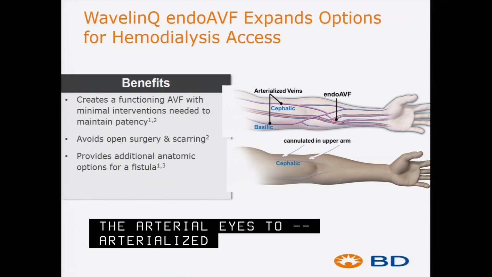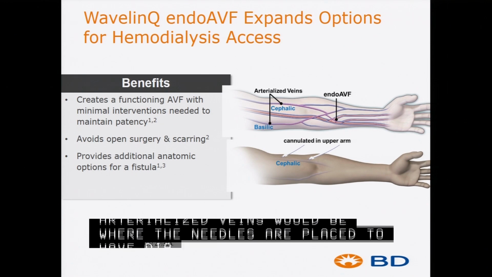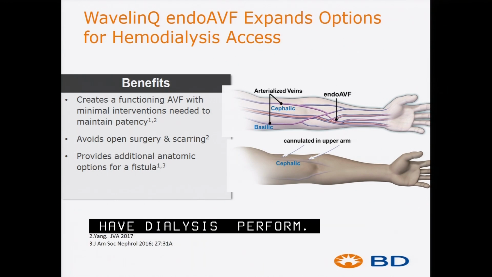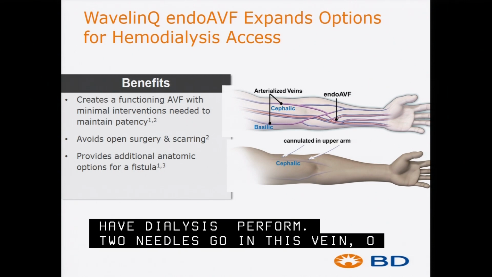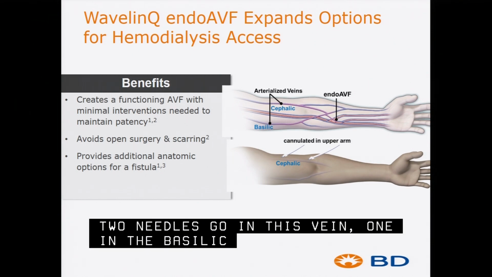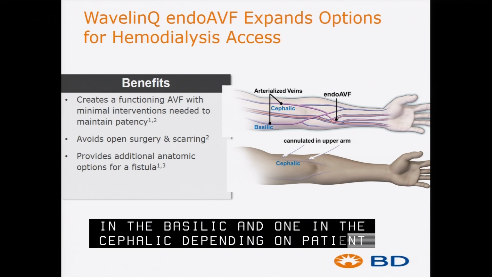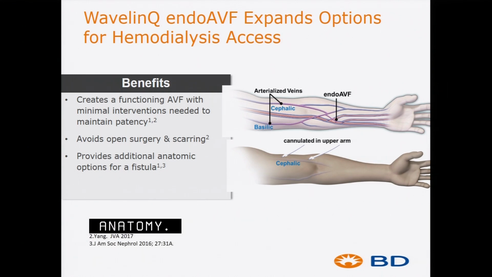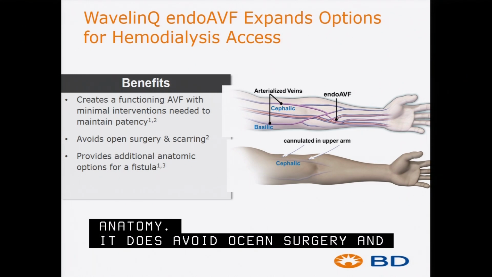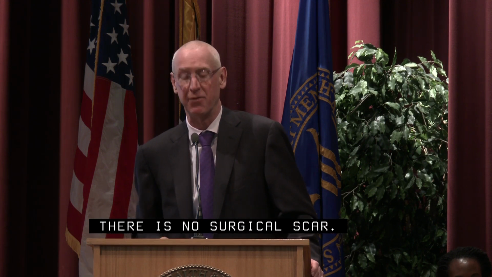So the cannulation needles could go in, 2 needles could go in the cephalic vein. You could put 1 in the basilic, 1 in the cephalic, or 2 in the basilic, depending on what the patient's anatomy was. The nice thing about this, it does avoid the open surgery. There's no scarring, it would increase the available cannulation sites, and also would maintain other options for fistula creation after this, since there's no surgical scar. So depending on what vein is still available, we could still do surgical fistula creation even after this failed.